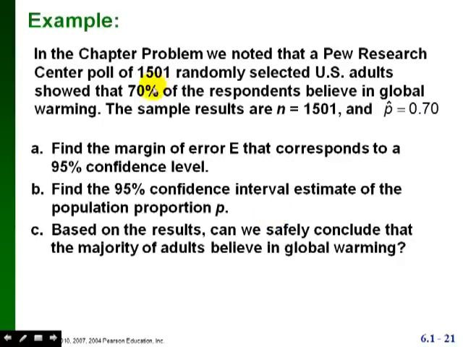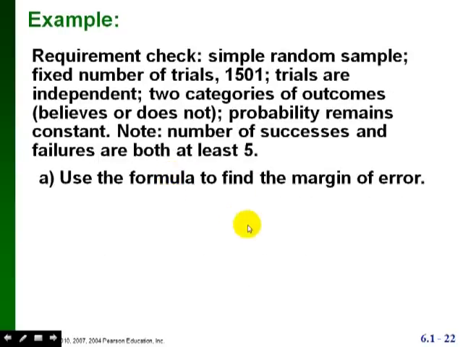So let's do an example. This goes back to our poll about global warming. We have a sample size of 1,501, and our sample proportion was 0.70. So first we're going to find our margin of error. Well, actually before that we're going through and checking the requirements. And again, the most important part of this is that number of successes and failures. If we had 1,501 people that were polled, 70% is going to give us much more than 5 successes and many more than 5 failures, so we're fine there.